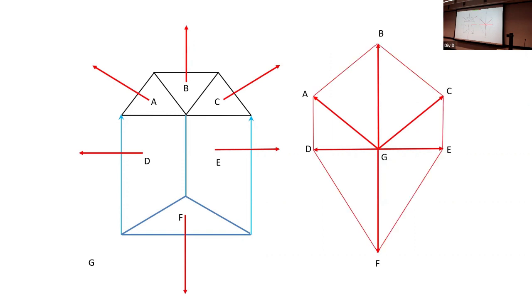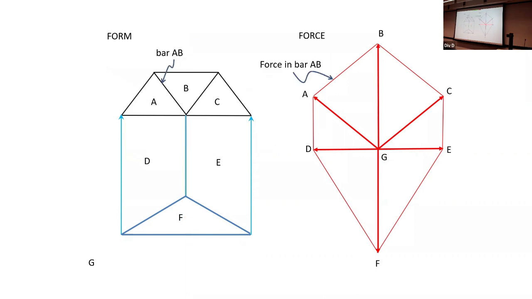You've got the forces now in that loaded truss. So for example, the force in bar AB is up there and the load W is that length there. So you've worked out the forces in your structure without doing any matrices or anything like that.